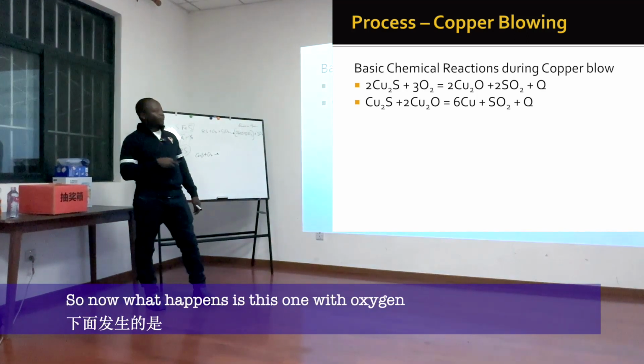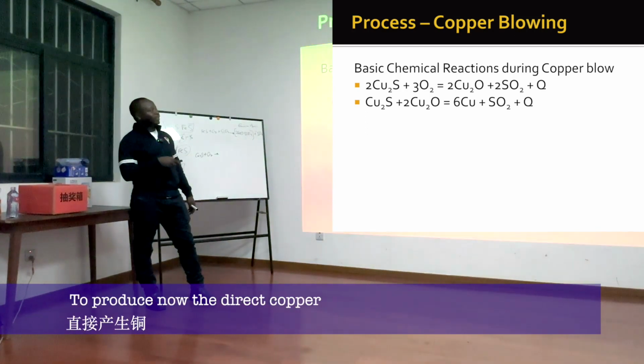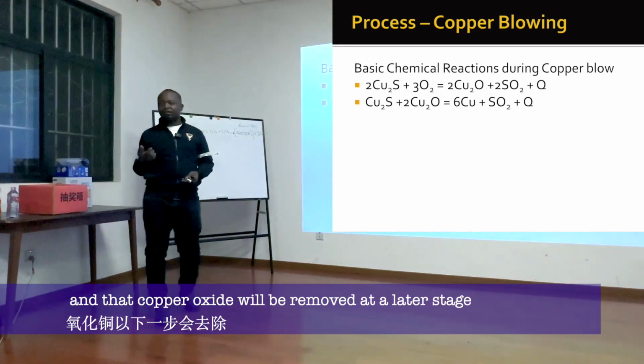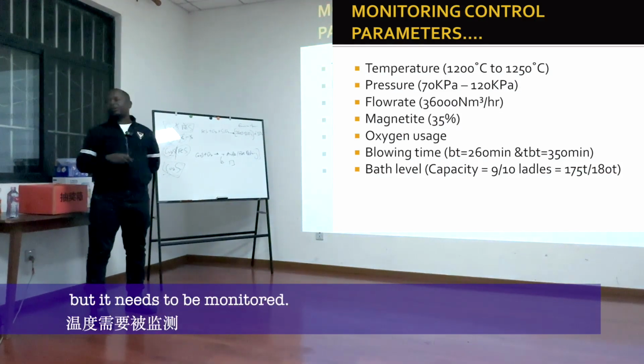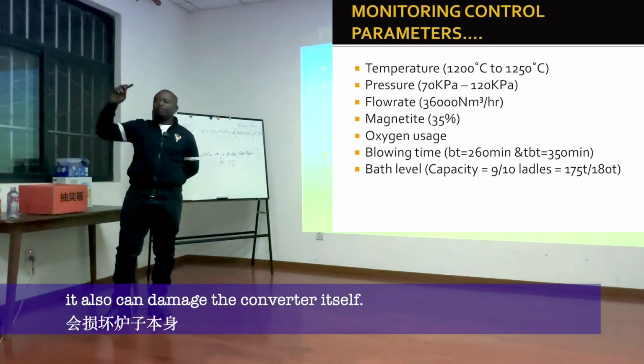So now what happens is this one with oxygen will react fast with white metal again to produce now the direct copper. And that copper oxide will be removed at a later stage. In the process of making copper, the temperature ranges which are acceptable can be of this range, but it needs to be monitored. If temperature is too high, it also can damage the converter itself.